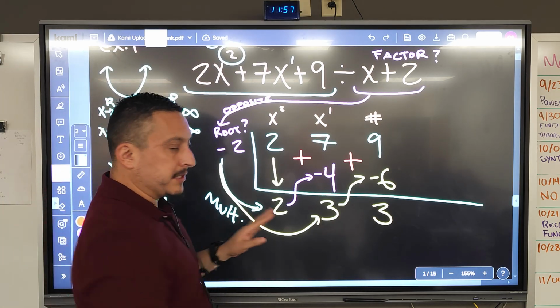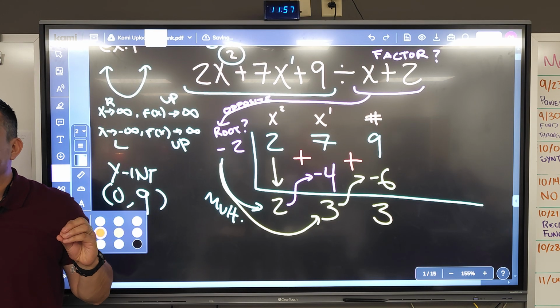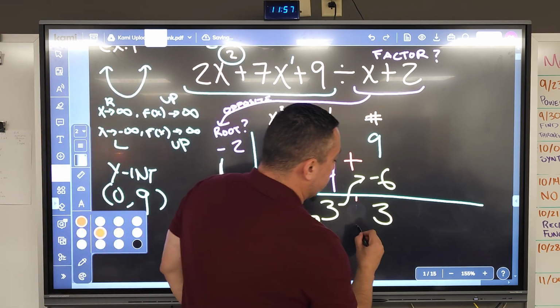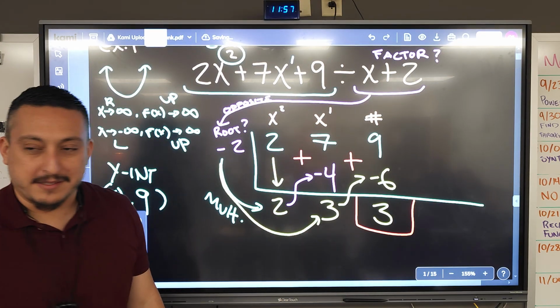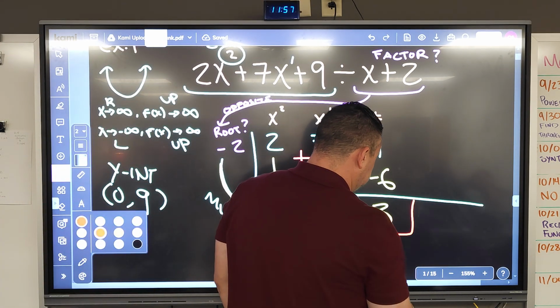Okay, any questions right now, guys, that you guys have? You all kind of remember doing this or no? A little bit, no? Something. Okay, this last number is a big deal. Okay, put it in a box. This last number is called your remainder.